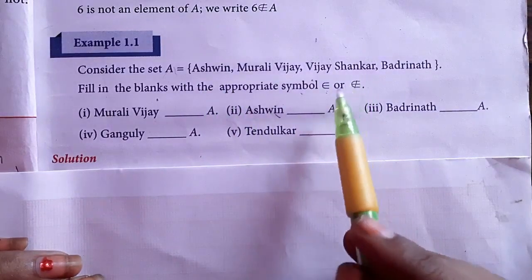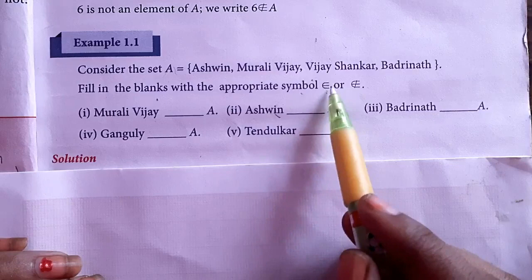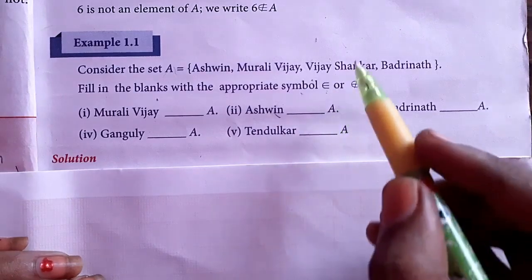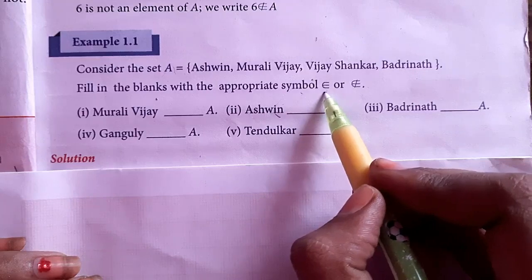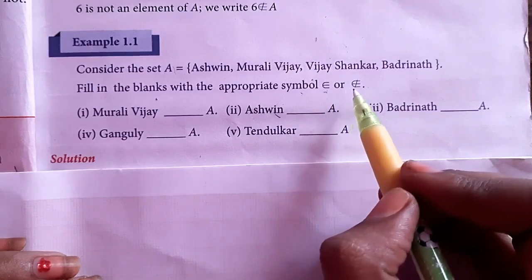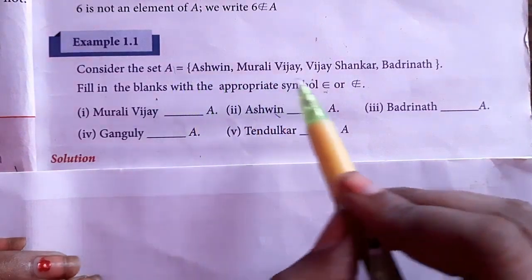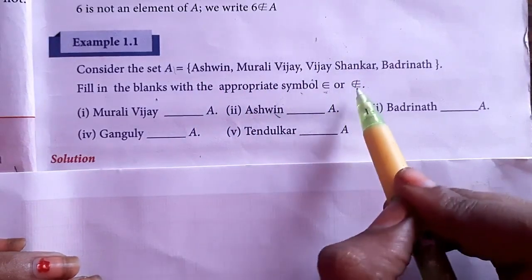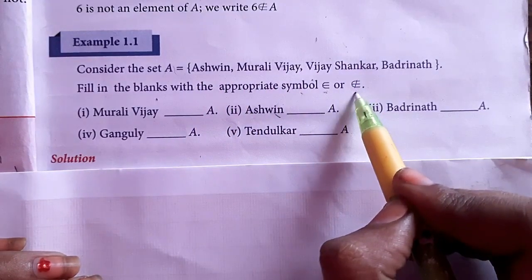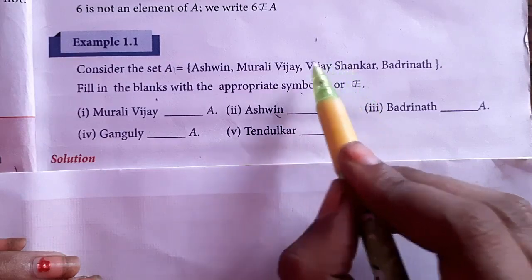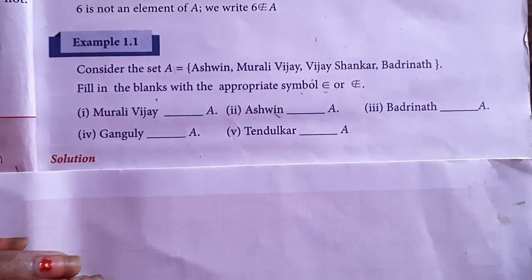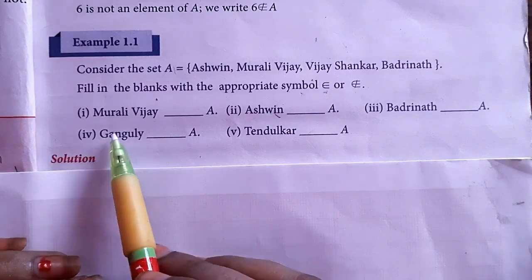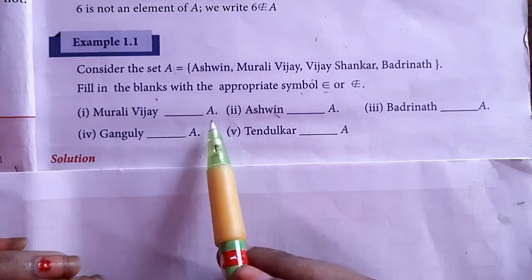We have to put the symbol belongs to or does not belong to. I am asking a question: when can we use the belongs to symbol? When the element is in this set, we can use the belongs to symbol. Does not belong to symbol? If the element is not in the set, we can use the does not belong to symbol. Are you clear? So first one, look at Murali Vijay dash A.